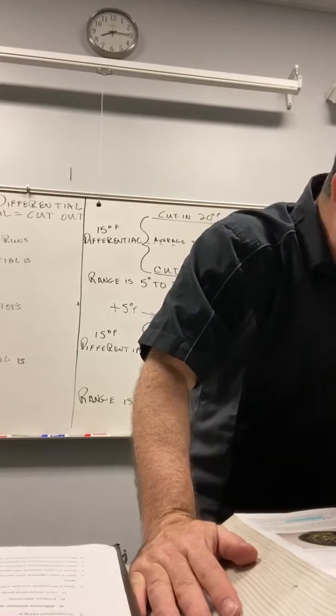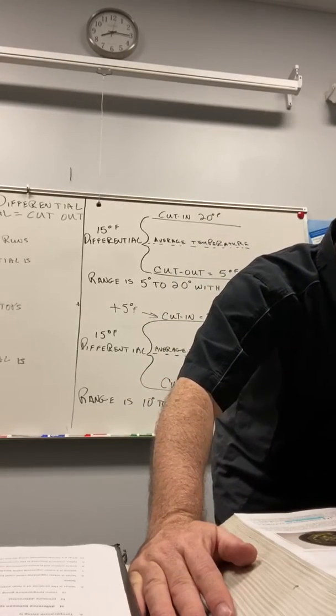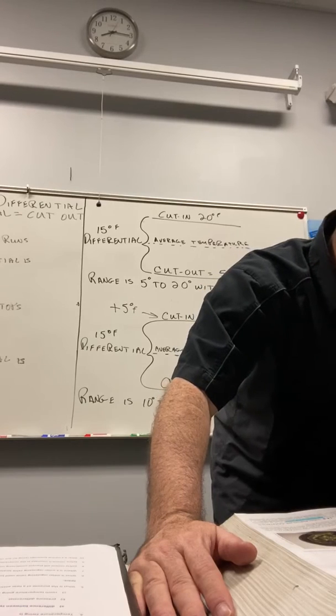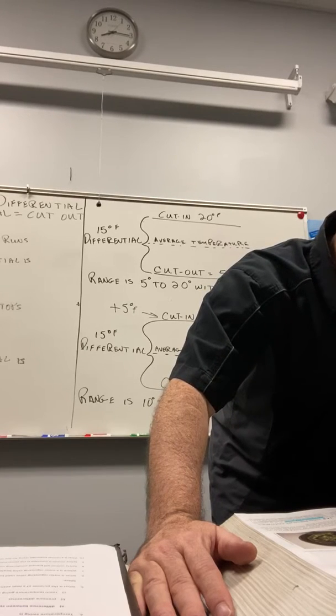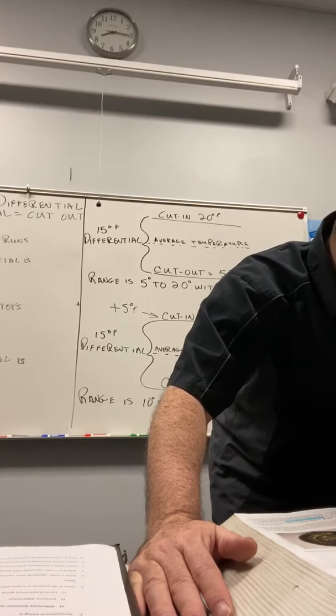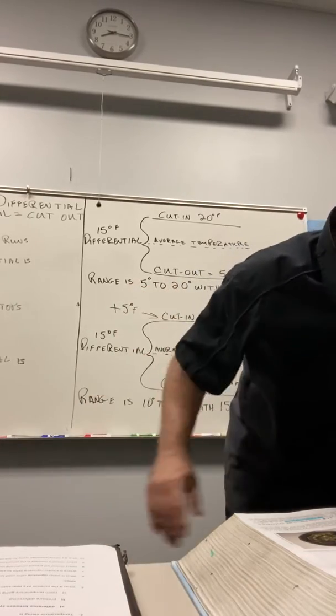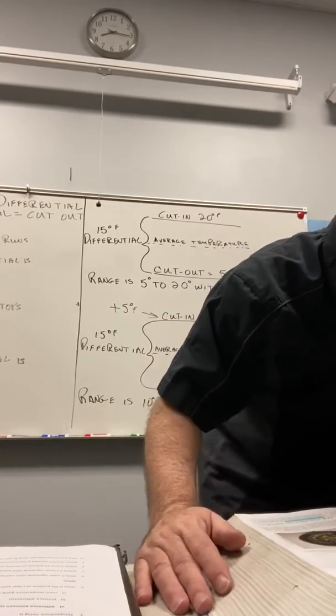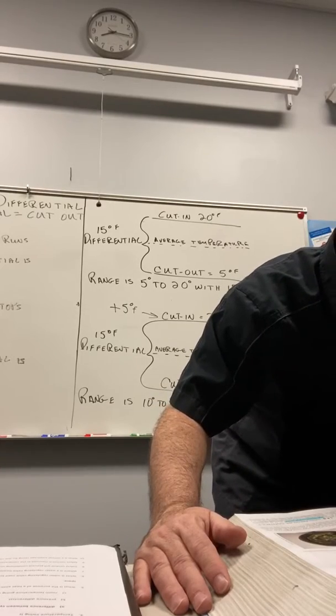The cut-in adjustment of a control is often referred to as a range adjustment because changing the cut-in causes both the cut-in and cutout to change. If the differential of the control is changed, the range of the control will be changed because the differential is the difference between the two settings. All right, so this is on page 356.